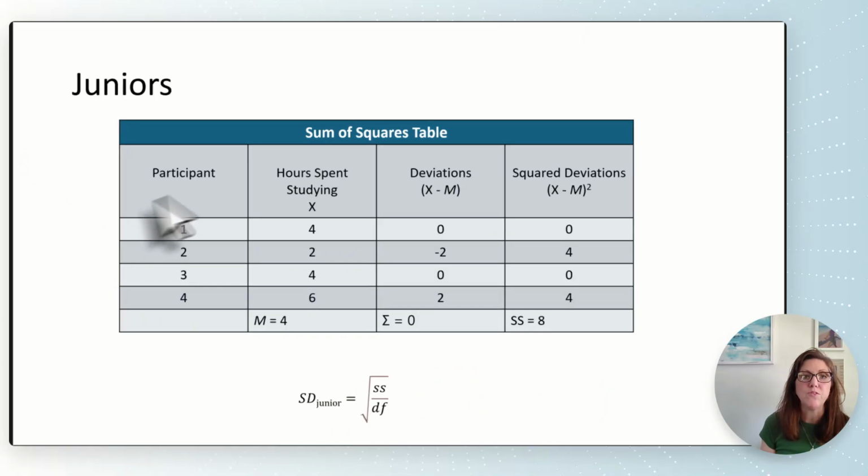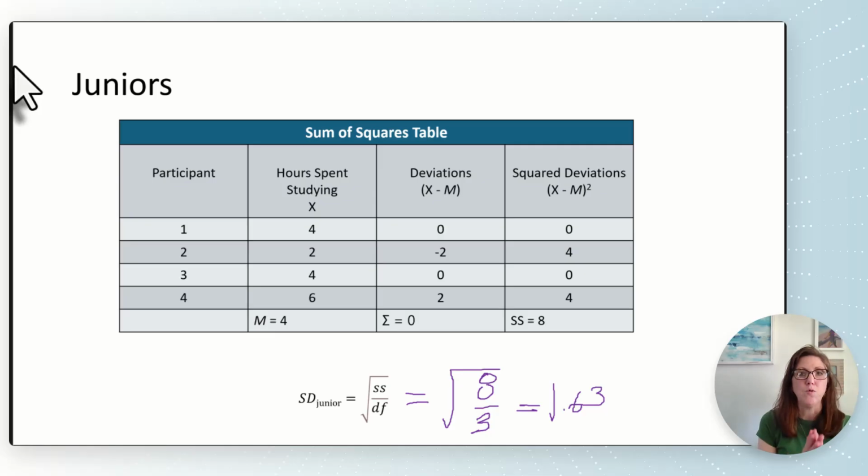Then finally, we'll do the same process for our juniors. So again, we're going to compute our standard deviation here. Our sum of squares is 8. We're getting that from the table here. And our degrees of freedom is 3. So this gives us a standard deviation of 1.63. And we have a mean of 4.